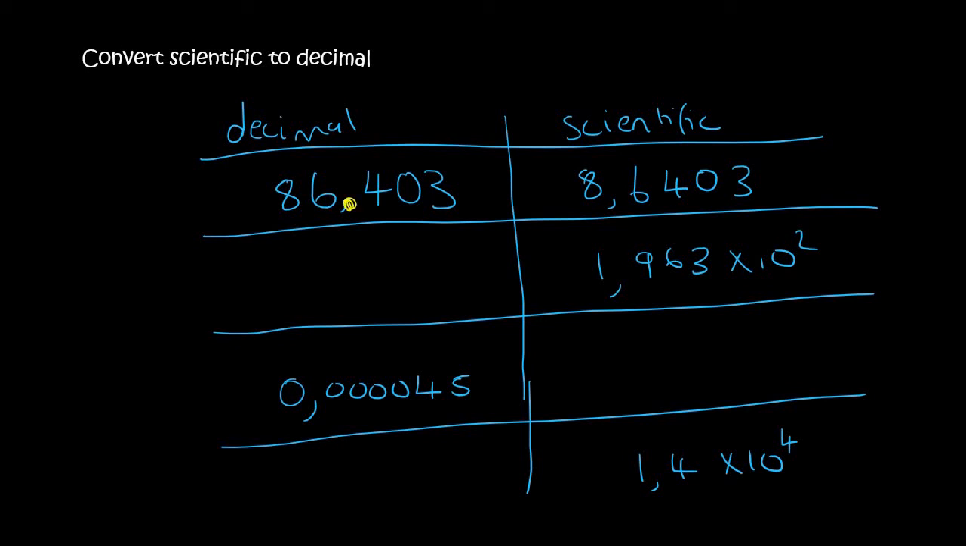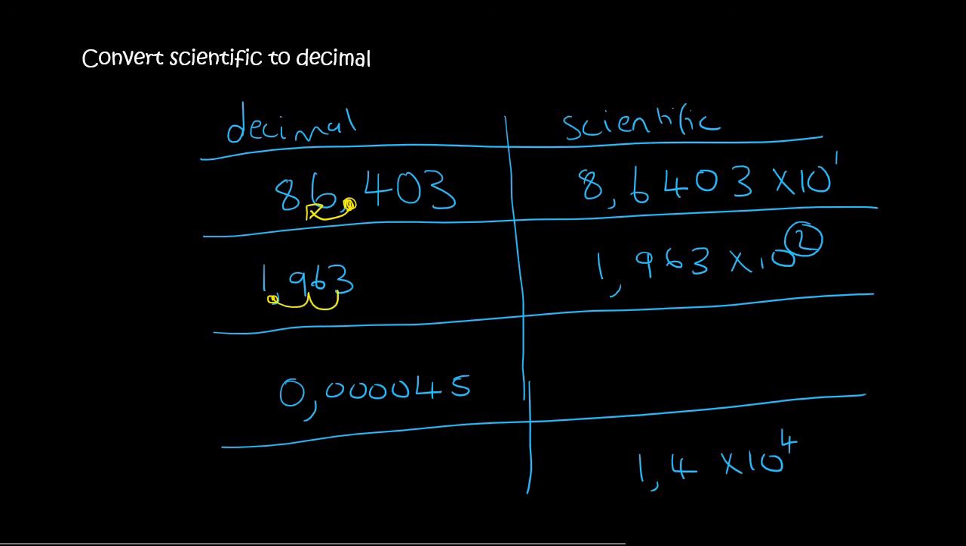It moved 1 place to the left, so we'll put a times 10, and you could put a 1 if you want, but that's not necessary. Now for the next one, this is in scientific notation, so I'm just going to write down the number. Then it's times 10 to the 2, so we move the decimal place 2 places to the right, 1 and 2, so that's going to give you 196,3.